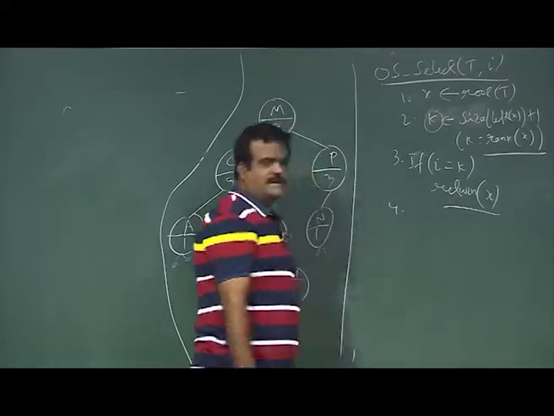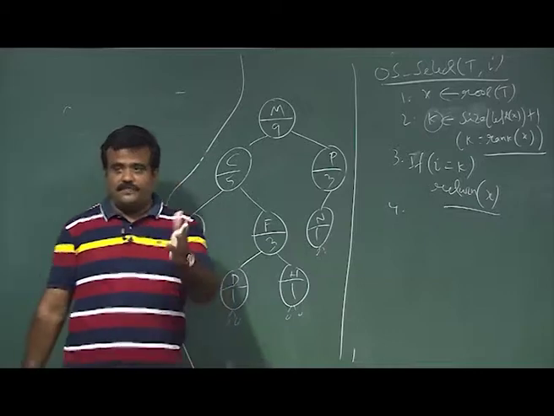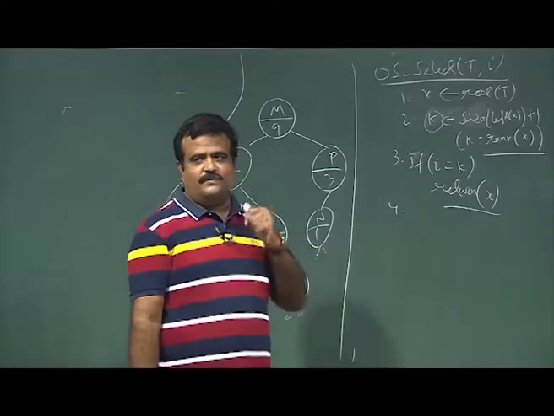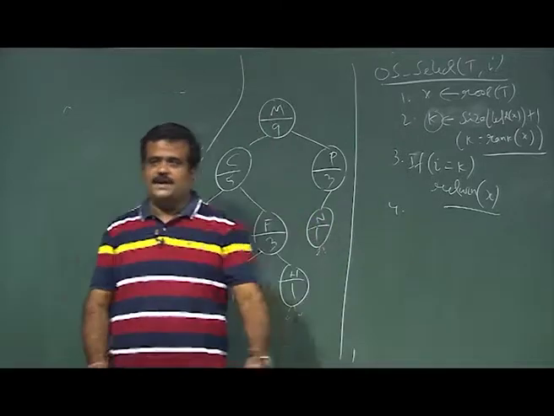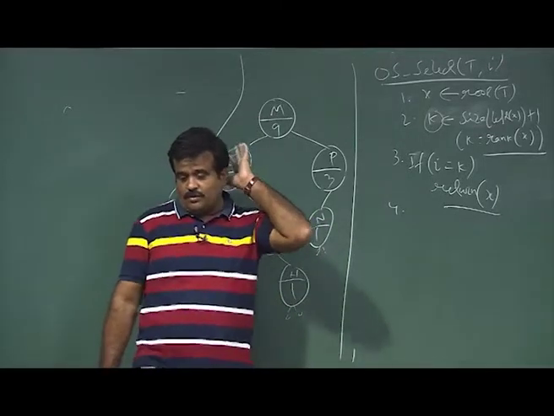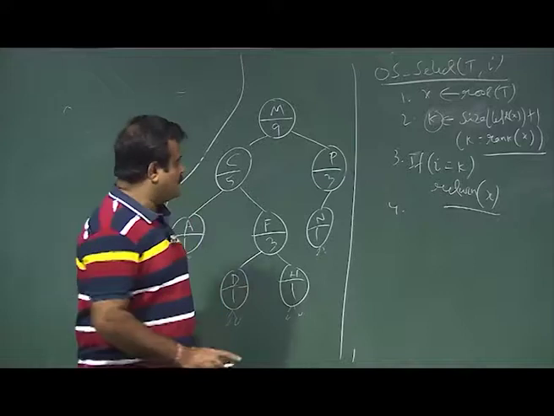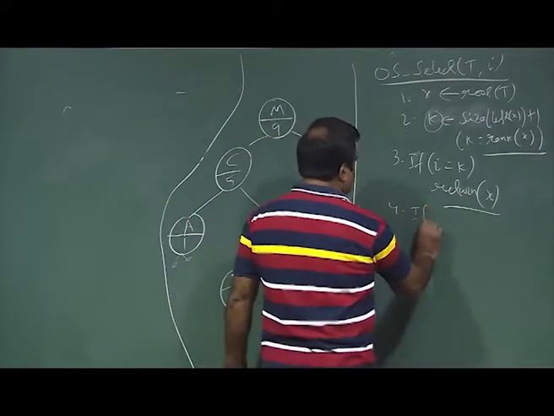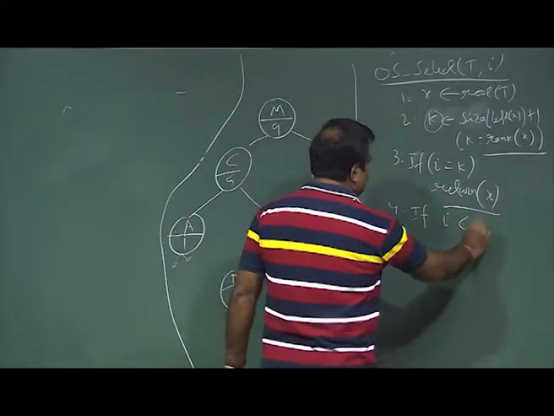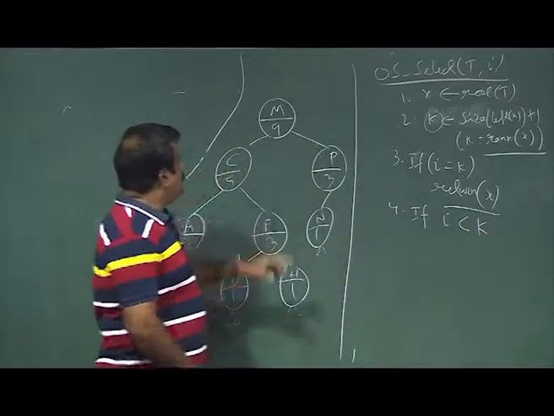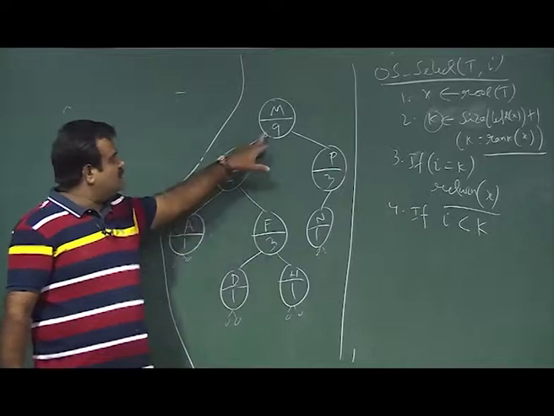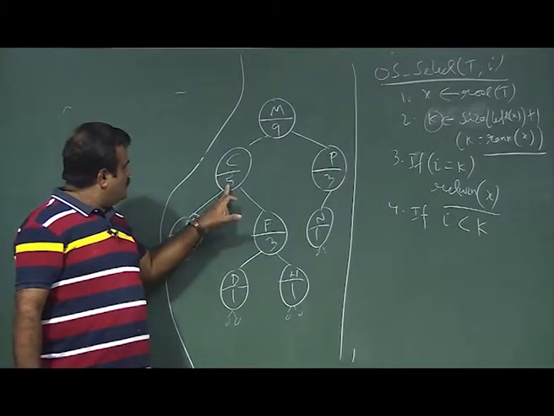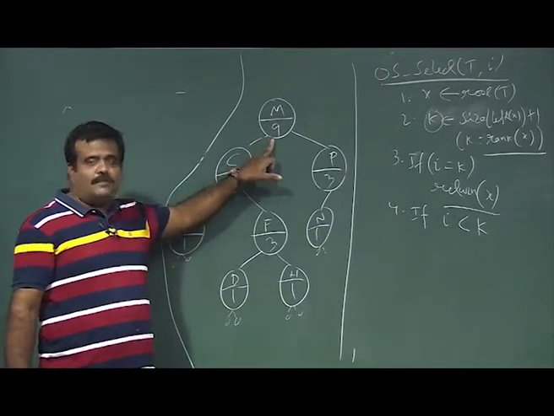Otherwise, if we are not so lucky, and we just get the k we are looking for, the kth smallest element, that is the root itself. Otherwise, what do we do? Else if i is less than k, that means we know this root is the kth smallest element, say the 6th smallest element.